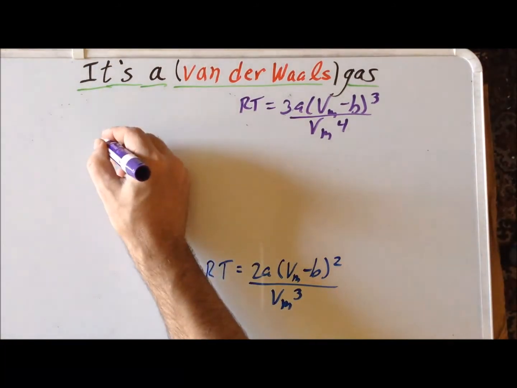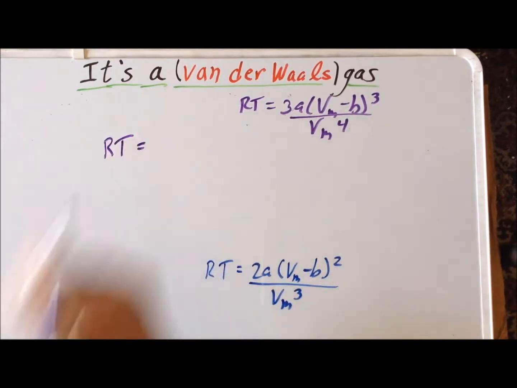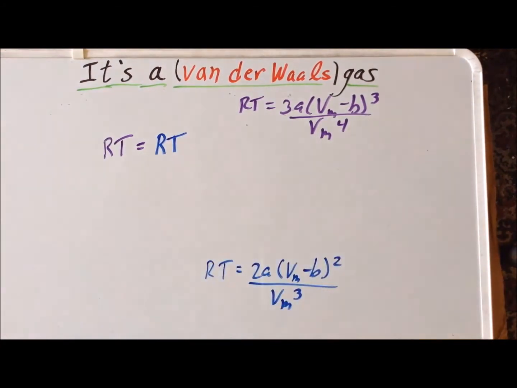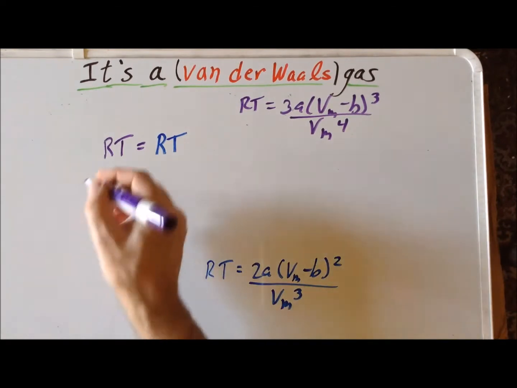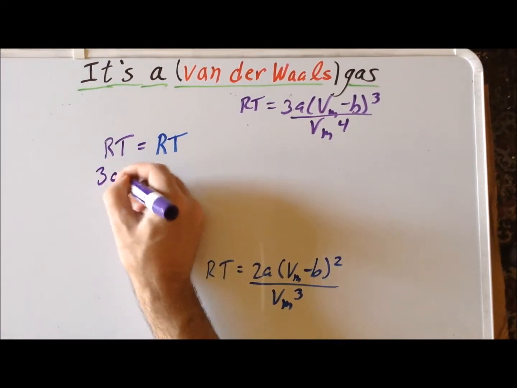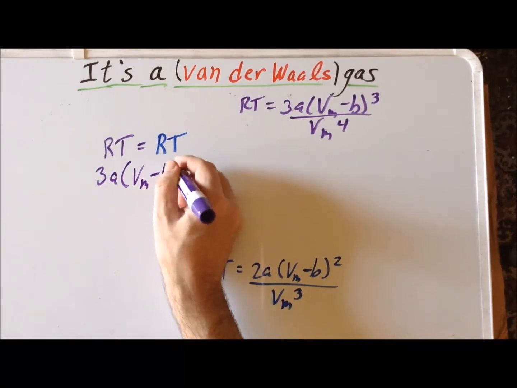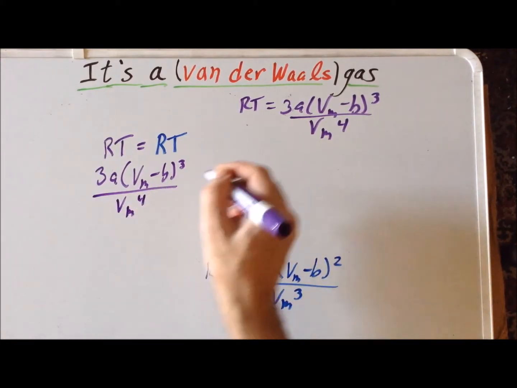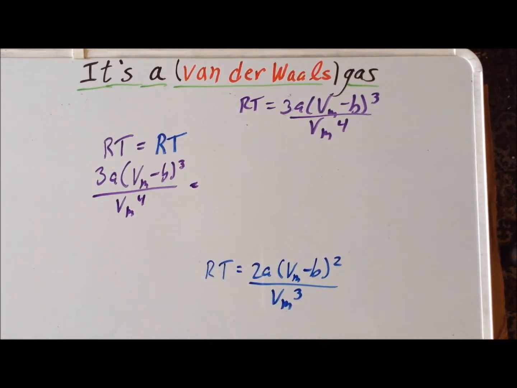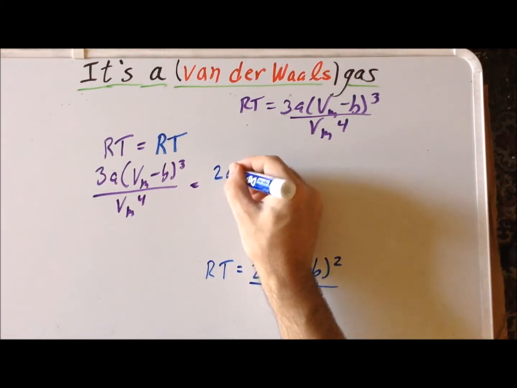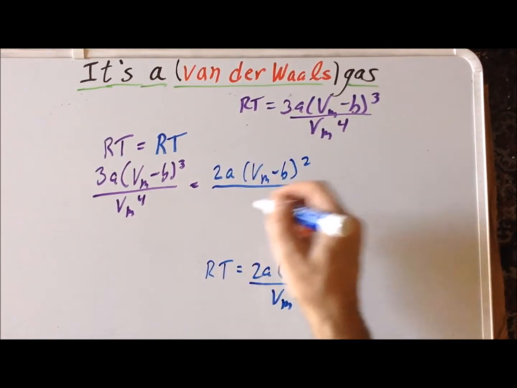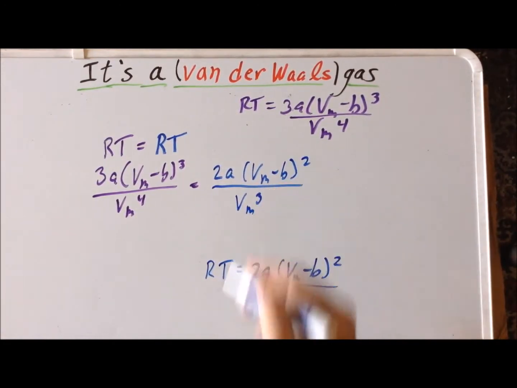We then recall that RT is certainly equal to RT. So we can set this particular expression for RT, so that's our 3a times V sub m minus b cubed divided by the molar volume to the fourth power, equal to 2a times V sub m minus b squared divided by the molar volume cubed.